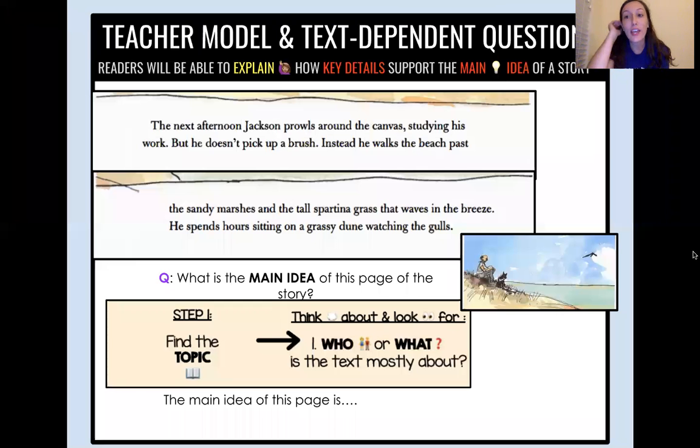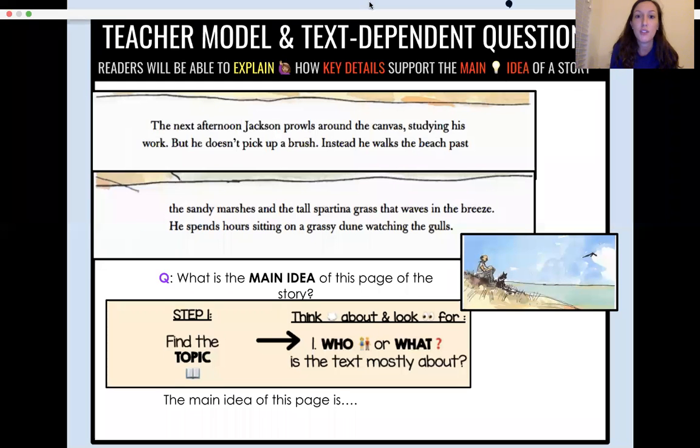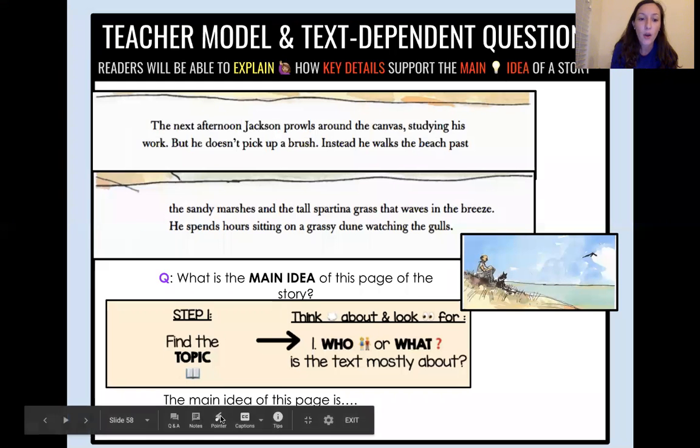Alrighty, friends, we're gonna look at one more example before your exit ticket, but this time you see I've included the illustration. So while we practice finding the main idea, I want you to think about what clues we see in the illustration that help us. First we're gonna think about what is the main idea by finding the topic and thinking about some of those details. So I want you to think about who or what the text is mostly about as I read aloud.